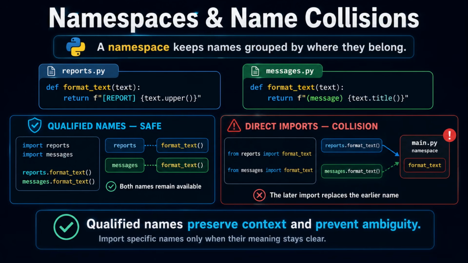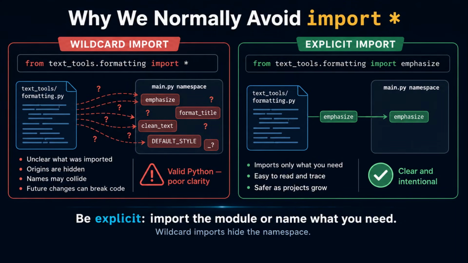Qualified names preserve context and prevent ambiguity. Direct imports remain useful, but we should import names carefully and make sure their meaning stays clear within the current file. Python also allows a wildcard import written as from module import *. The asterisk tells Python to import all of the module's public names directly into the current namespace. This is valid Python, but it creates poor clarity. Looking at the import statement alone, we cannot easily tell which functions, classes, or constants were introduced. When one of those names appears later in the program, its origin may not be obvious.